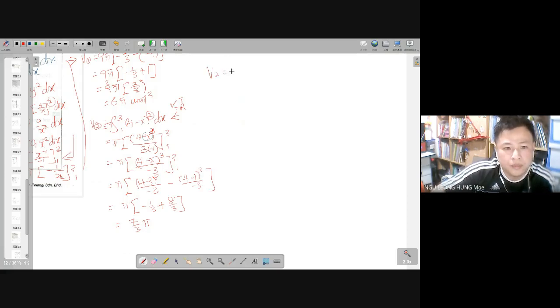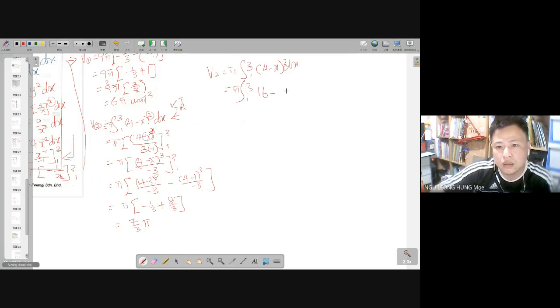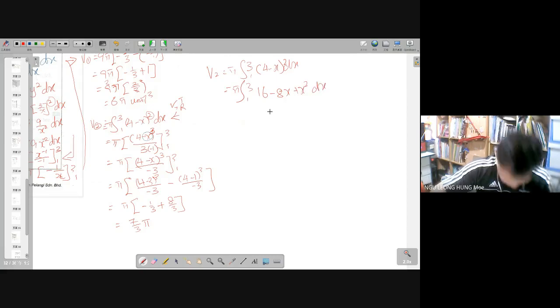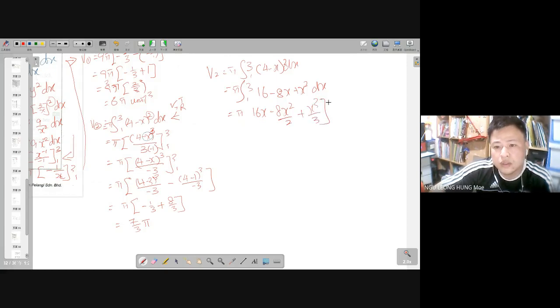Okay. If we expand it, this one is the integral from 1 to 3 of (4 minus x) squared dx. So if we expand it, 16 minus 8x plus x squared dx. Okay, so this one is 16x minus 4x squared plus x cubed over 3, from 1 to 3.